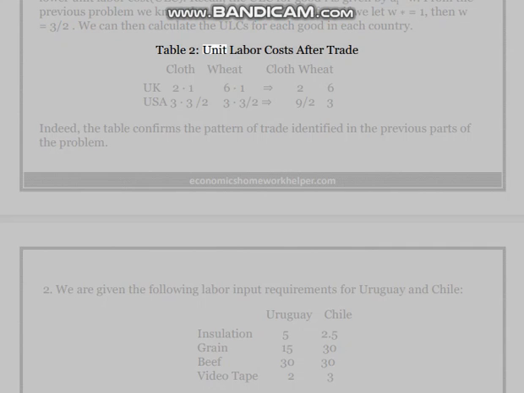Table 2. Unit labor costs after trade. Cloth: UK 2, USA 3; wheat: UK 3, USA 3. Indeed, the table confirms the pattern of trade identified in the previous parts of the problem.